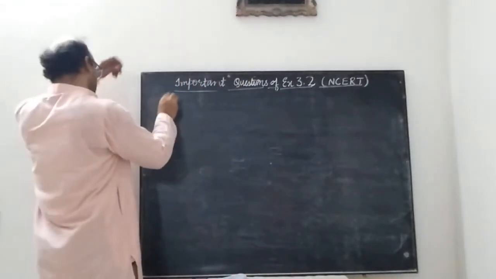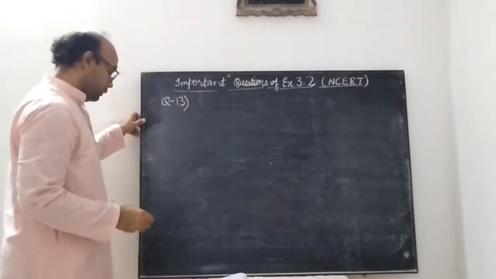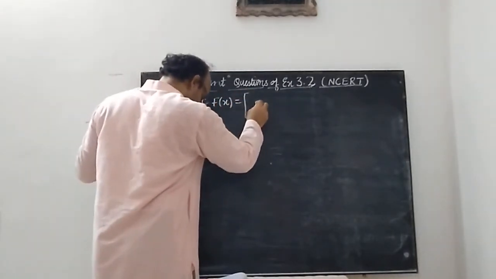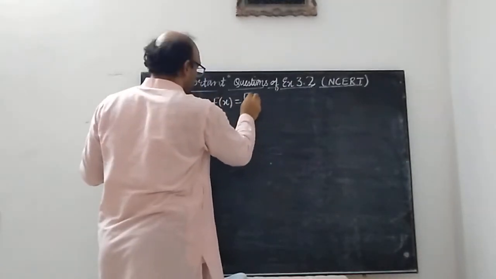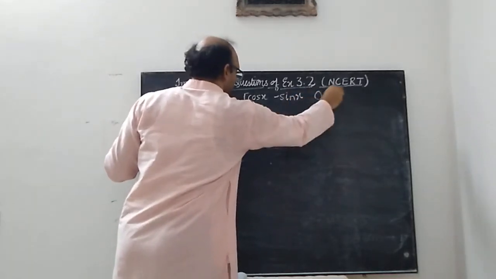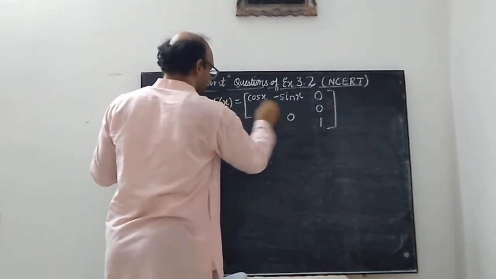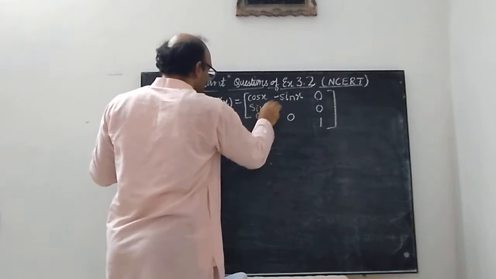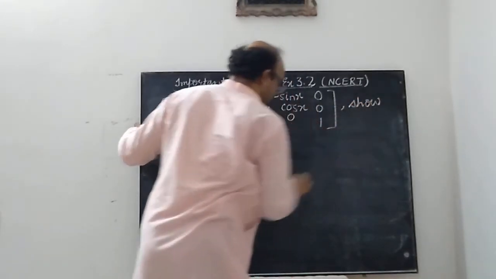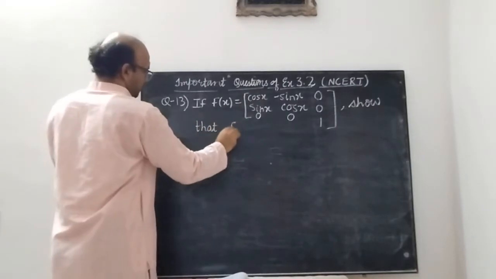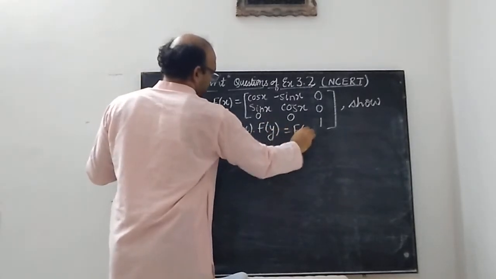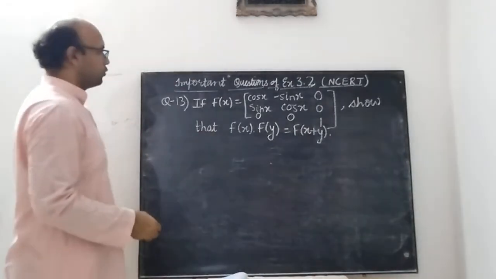Now we move on to question number 13. Question number 13 says, if f(x) is equal to the matrix cos x, minus sin x, 0, sin x, cos x, 0, 0, 0, 1, then we have to show that f(x) into f(y) is f of x plus y. So this has to be shown.